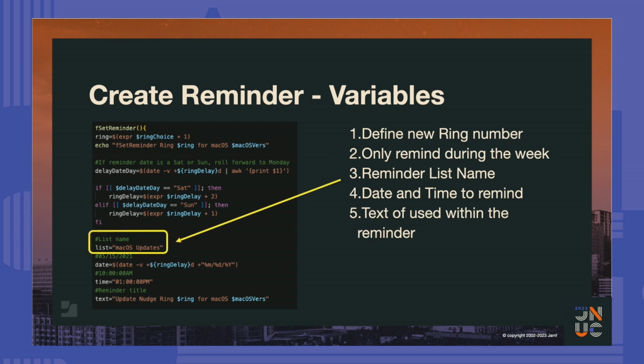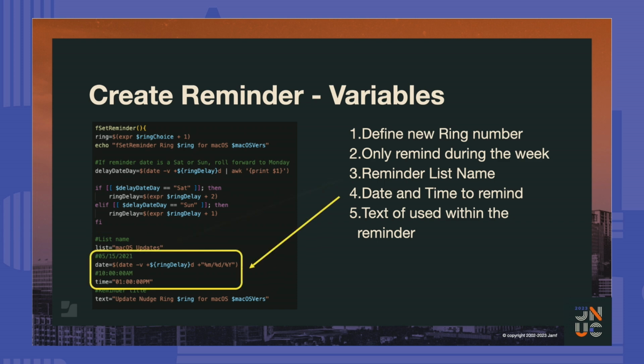The reminder list name. So within the Apple Reminders app, you can have different lists to organize your reminders and different things. Maybe you've got a personal and a family. This list name needs to already exist in the Apple Reminders app for it to be able to write to. So whatever you put in this variable here, it needs to be exactly the same as what you have actually existing in your Reminders app.